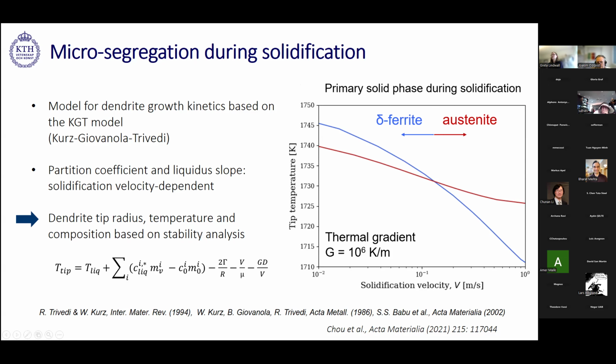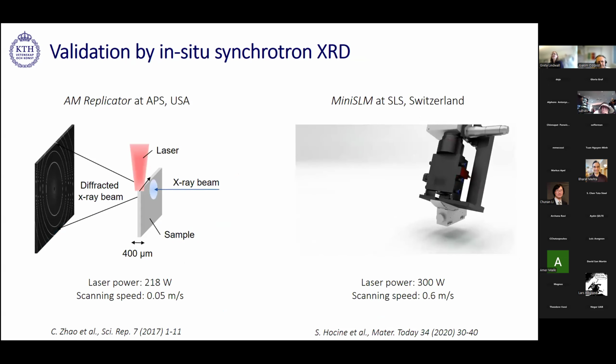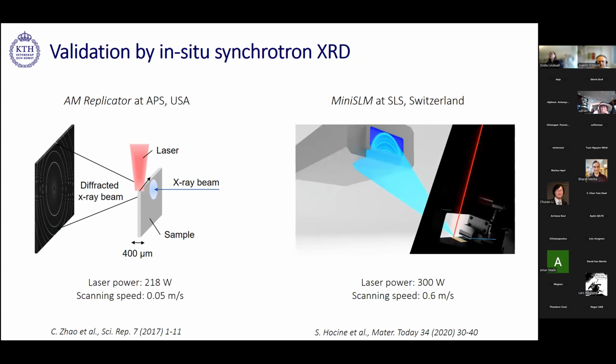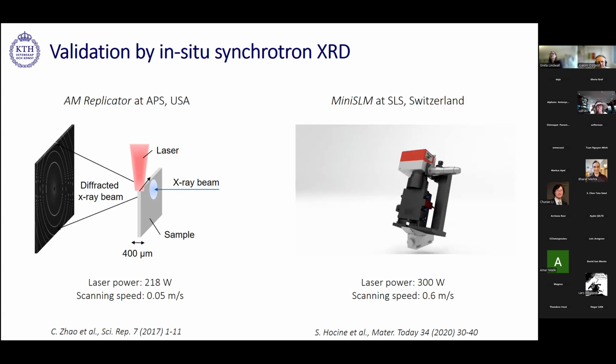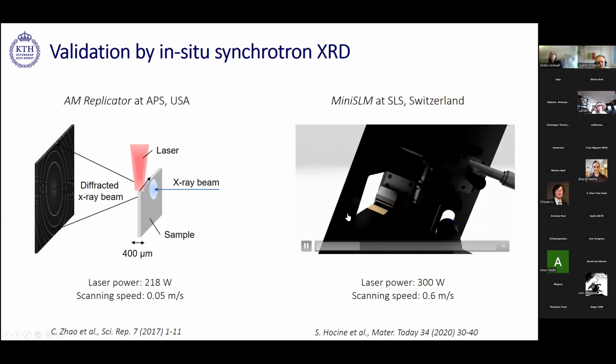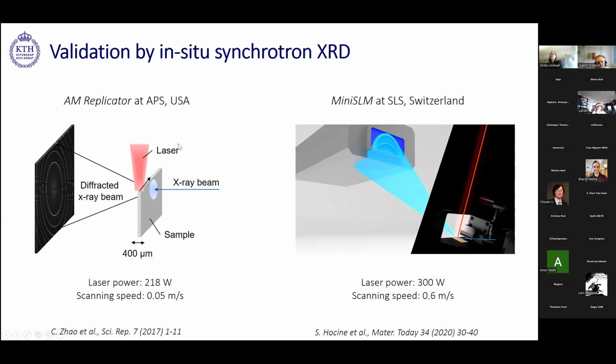We had the possibility to validate or evaluate this model using in situ synchrotron X-ray diffraction. To generate the solidification conditions that we were interested in, we used two different sample environments. First we did measurements at the Argonne Advanced Photon Source using a sample environment called the AM replicator. And then we also did measurements with PSI at the SLS with a sample environment called the mini SLM.